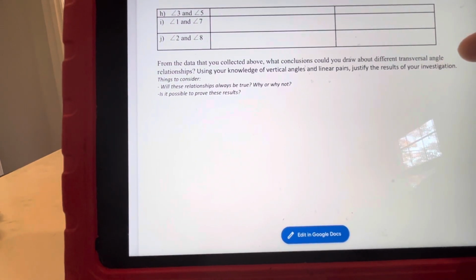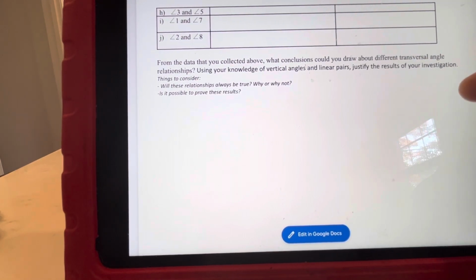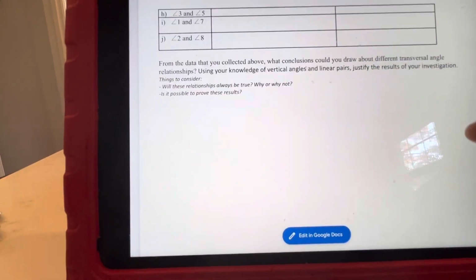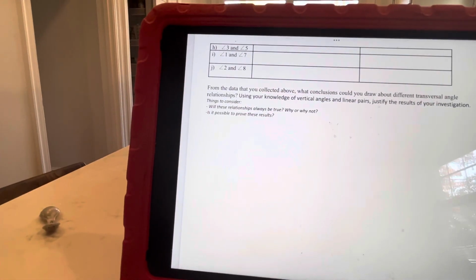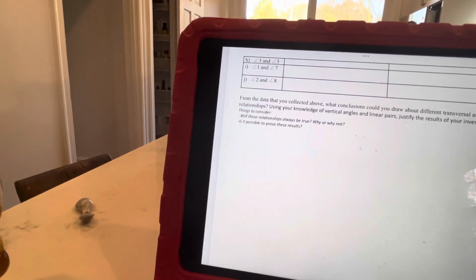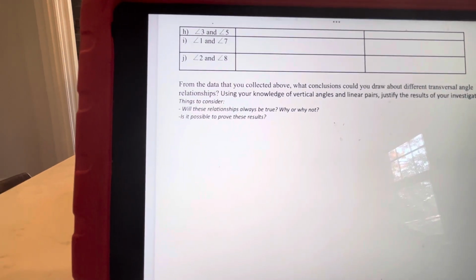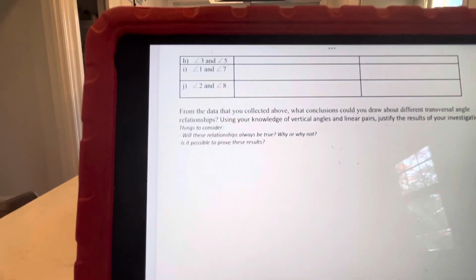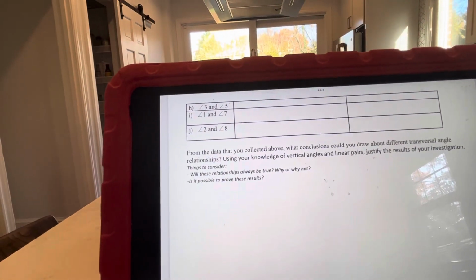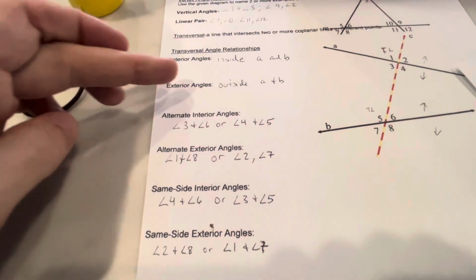what conclusions can you draw about different transversal angle relationships. So thinking about the transversal angle relationships that you learn on your notes. So if you look at your notes, you've got 1, 2, 3, 4, 5, 6, 7. Seven different transversal angle relationships: interior angles, exterior angles, alternate interior angles, alternate exterior, same side interior. I can just show you on those notes exactly where those are. But they run right down there.